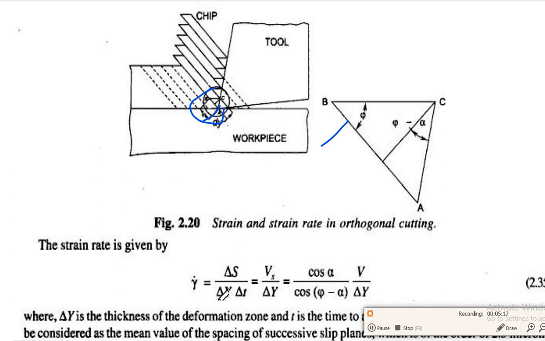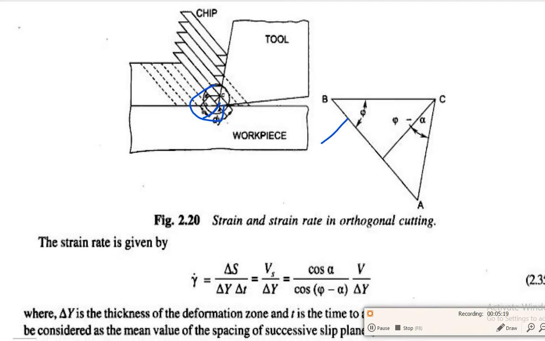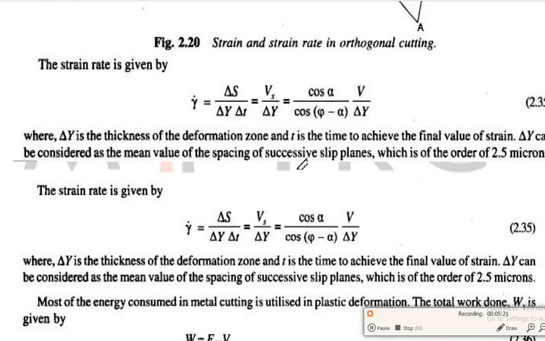The strain rate is given by gamma dot is equal to delta s by delta y into delta t, which we can write as Vs by delta y. From the figure we can write cos alpha by cos(phi minus alpha) into V by delta y, where delta y is the thickness of the deformation zone and t is the time to achieve the final value of strain. Delta y can be considered as the mean value of the spacing of successive slip planes, which is upward of 2.5 micron.